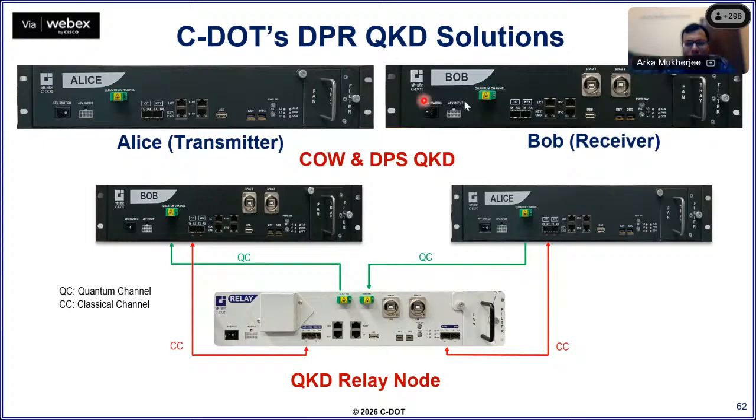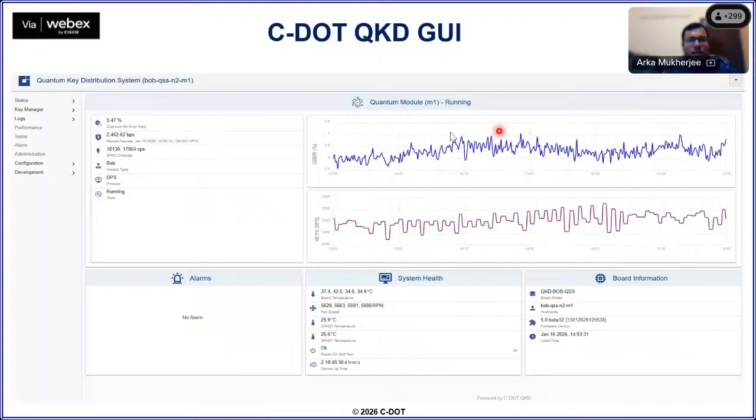Suppose this topology, Alice to Bob, supports up to 150 kilometers. Then if we use this three-node setup, we can go up to 150 plus 150, so that will be 300 kilometers. So this is the relay node that we have also developed, and Alice and Bob we have also developed. And this is actually the quantum key distribution system graphical user interface.